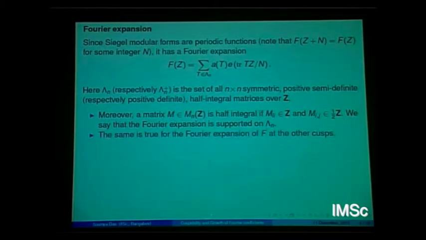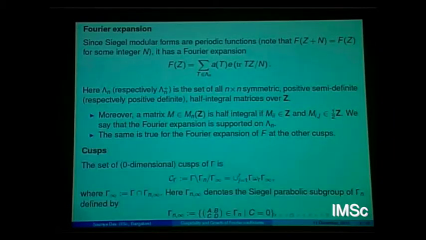And this Fourier expansion is also true at the other cusps, which I am just going to define. So these are the cusps. The zero-dimensional cusps are given by this double coset space. It's a union of finitely many double cosets, and by abuse of notation, we just call these Omega_j, as the cusps. It should really be the double coset, but there are finitely many cusps. Here gamma is your congruence subgroup, gamma_n is your Siegel modular group, and gamma infinity is the intersection of gamma with the Siegel parabolic subgroup, the one defined by C equals 0.